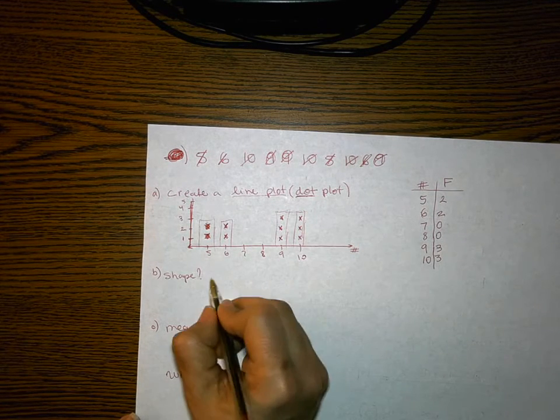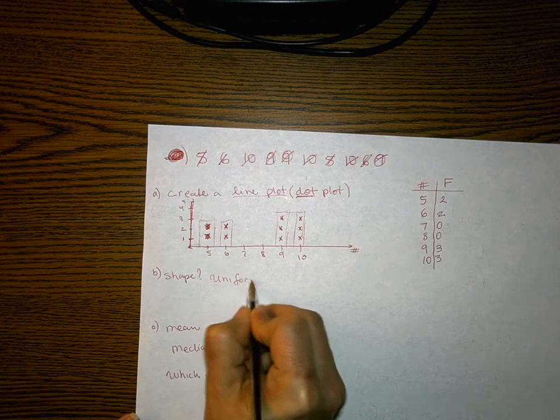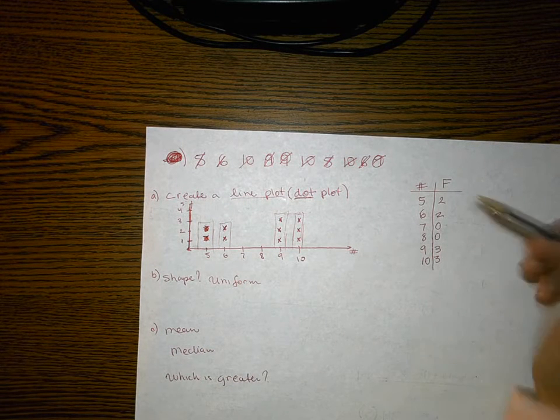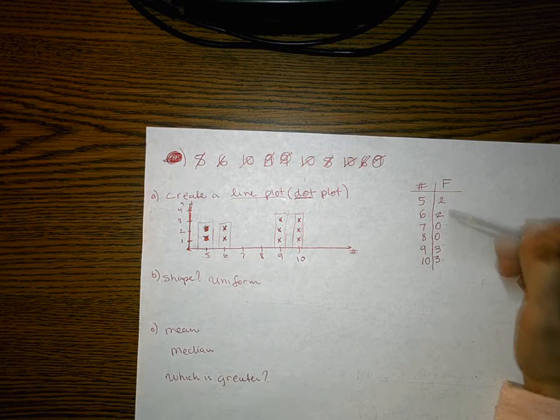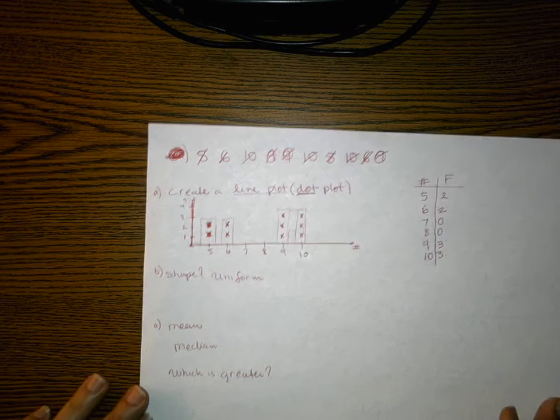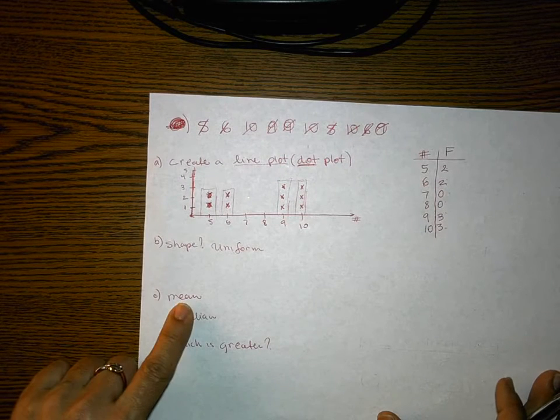I would pick uniform because all the numbers kind of showed up about the same, 2, 2, and 3, 3, so there's only 1 off. So I would pick roughly uniform. I would not pick skewed, and I would not pick symmetric at all. So you only have 3 choices to pick from. Okay? It's asking me to find the mean and the median.